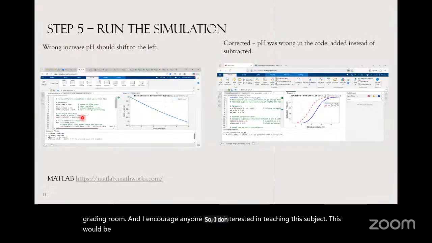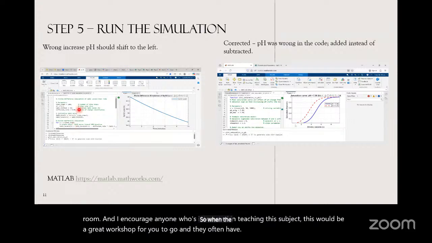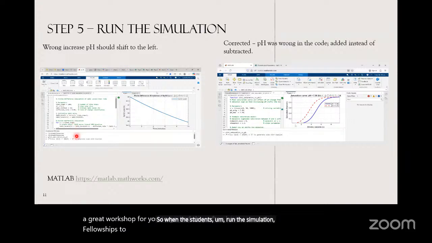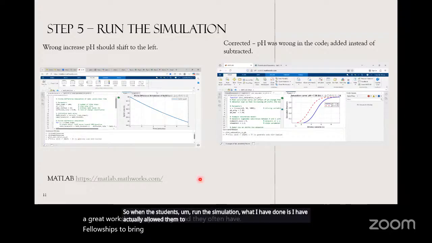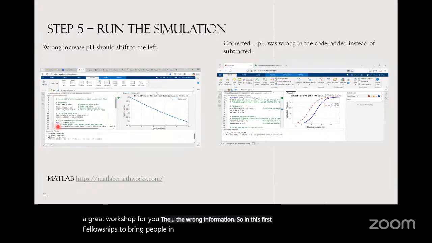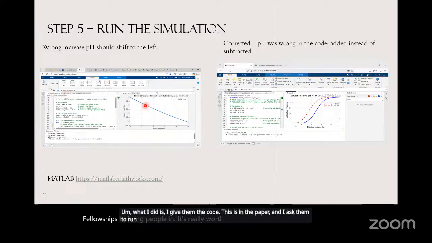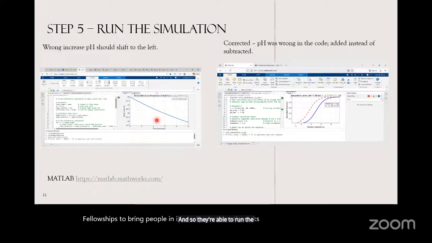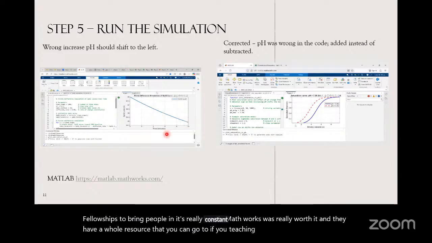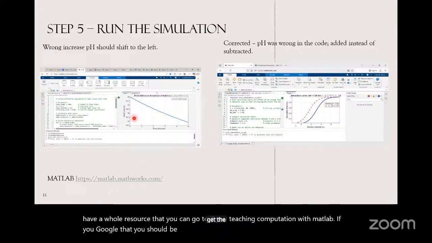So I don't know if this will work, but we'll try. We can actually run the simulation. So when the students run the simulation, what I have done is I have actually allowed them to have the wrong information. So in this first example, what I did is I give them the code. This is in the paper. And I ask them to run the dissociation. And so they're able to run the dissociation constant, and they're able to get the information from dissociation over time.